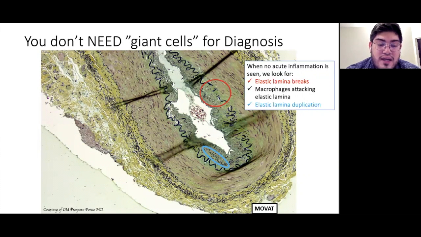Now for this kind of preparation, we're doing an elastic stain. We're using what is known as MOVAT. It's a pentachrome stain, and it's going to highlight elastin black. And that's what you see here. That's how you can actually know whether the internal elastic lamina is compromised or not.